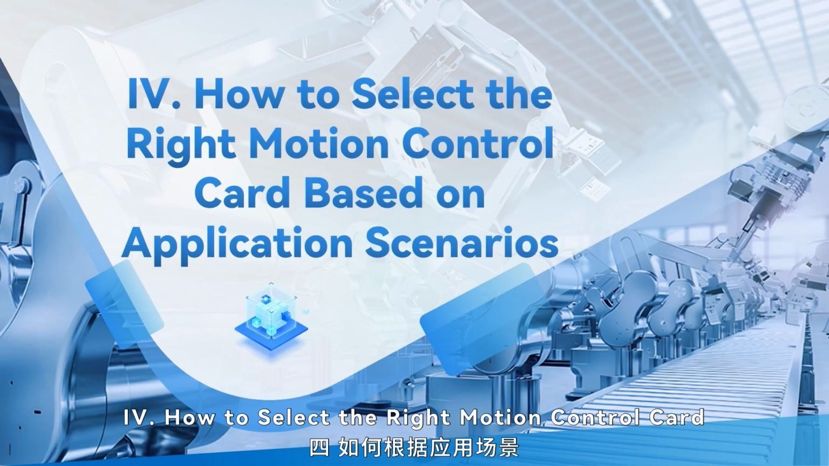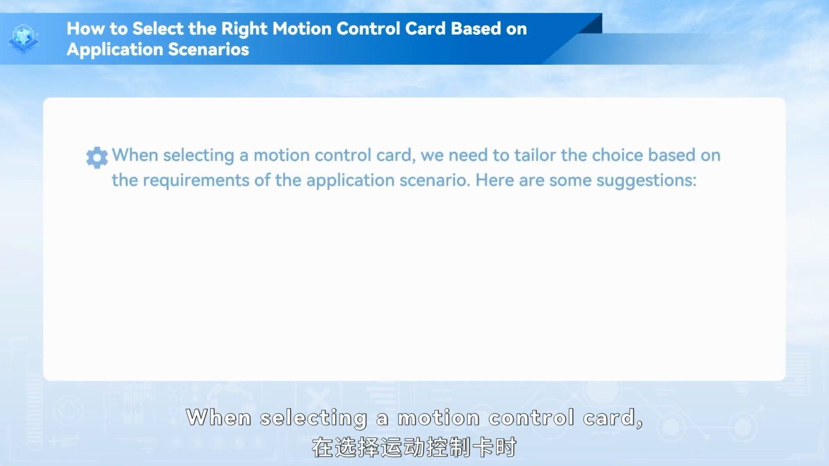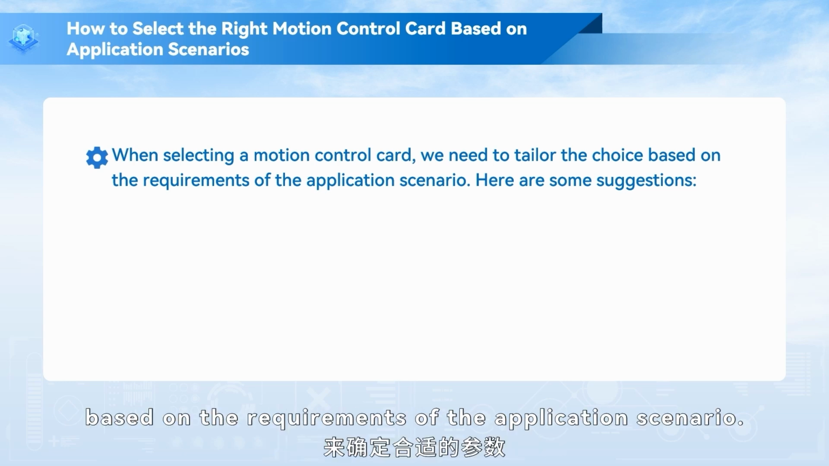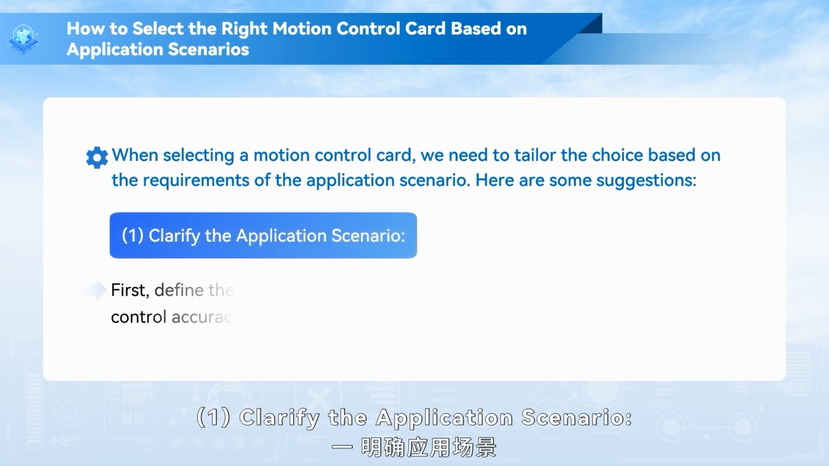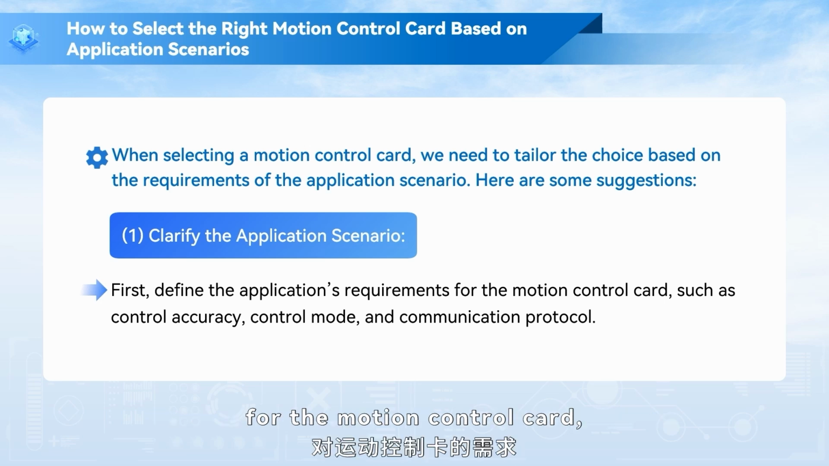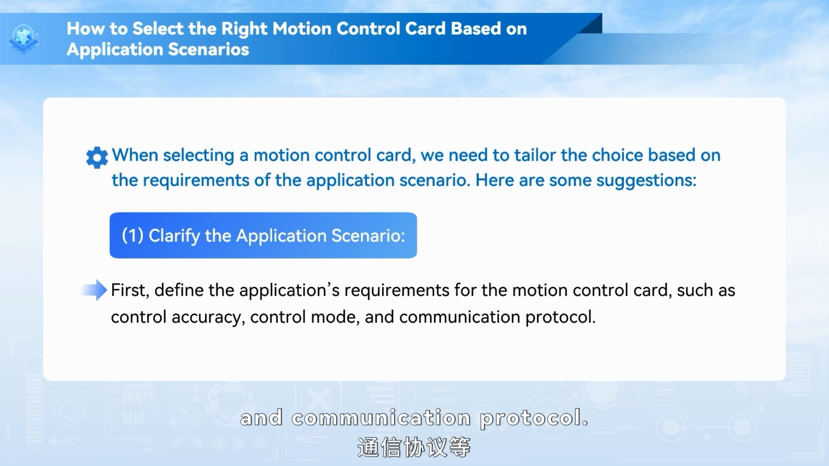4. How to select the right motion control card based on application scenarios. When selecting a motion control card, we need to tailor the choice based on the requirements of the application scenario. Here are some suggestions. 1. Clarify the application scenario. First, define the application's requirements for the motion control card, such as control accuracy, control mode, and communication protocol.